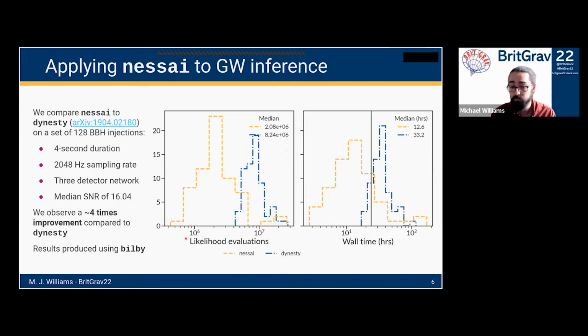What we compared was the number of likelihood evaluations. This is an indication of how efficient the process of proposing and accepting or discarding new points is, and the wall time. Obviously, the wall time isn't the best thing to compare because it is very dependent on exactly where your jobs are being run, but it does give us a ballpark estimate of the sort of speed ups we might expect. With nessai, we found roughly a 4 times improvement compared to Dynesty in terms of the number of likelihood evaluations, and that translated into roughly just under a 3 times reduction in the total runtime.